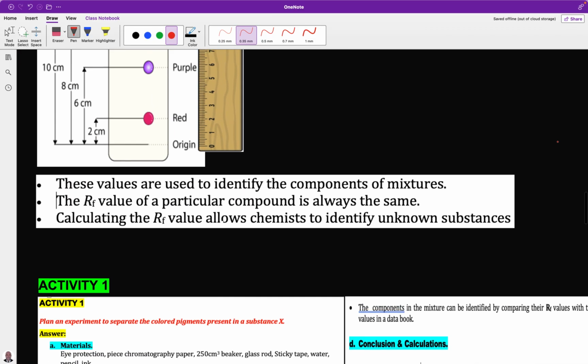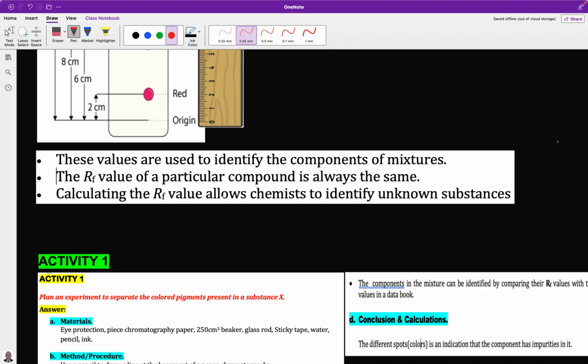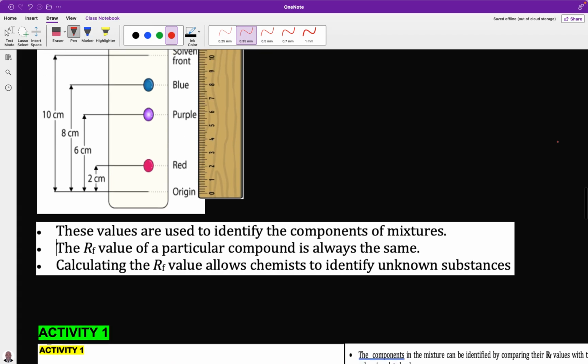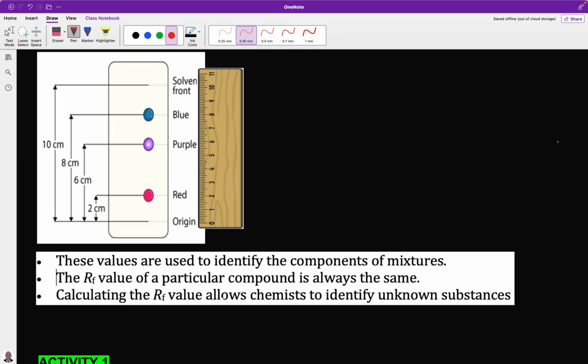So we said that these values are used to identify the components of a mixture. The RF value in the book of data will give you the identity of that component. The RF value of a particular compound is always the same. And this makes it easy for chemists to identify unknown substances or impurities in a mixture.